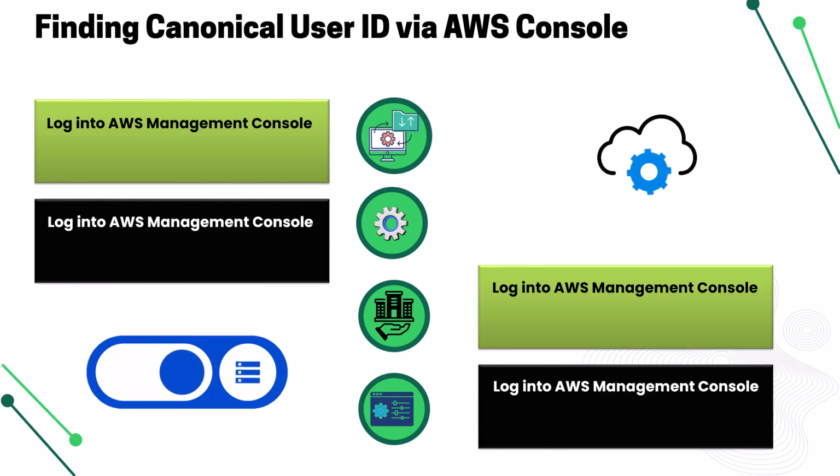Let's talk about finding this ID using the AWS console. First, log in. Yes, that's step one. Then head over to S3 settings and check the bucket permissions. You'll find the Canonical User ID there, like a hidden treasure in the AWS jungle. No need for a map, just follow these steps.